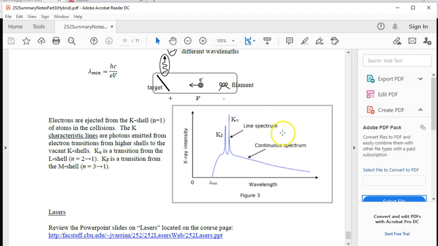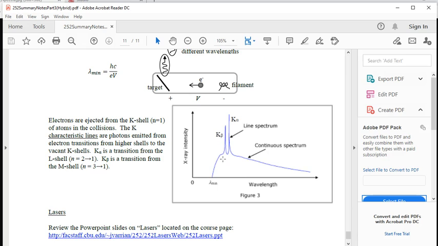Oh, one last thing before I go. Notice that the K alpha photons have a longer wavelength than the K beta. That makes sense because the alpha transition is from n equals 2 to n equals 1, a lower energy transition than the K beta. The K beta is a transition from n equals 3 to n equals 1. So that's a more energetic transition, a higher energy photon, and therefore a shorter wavelength photon.